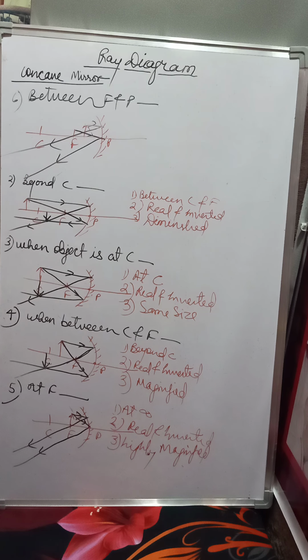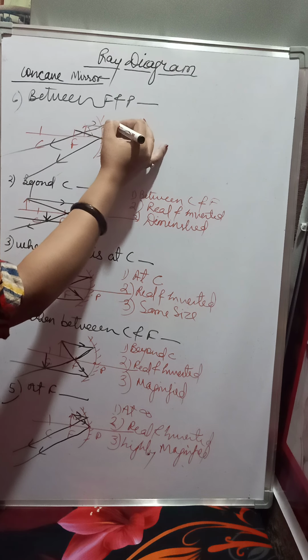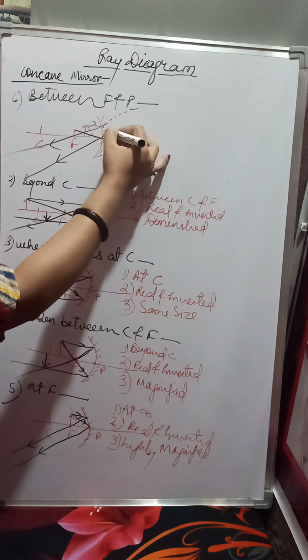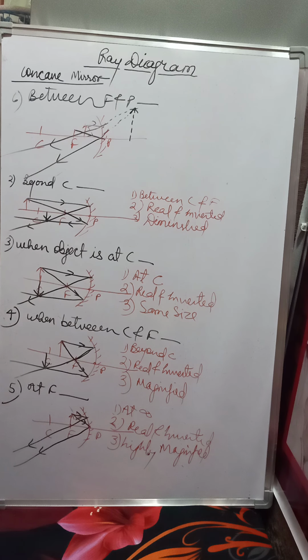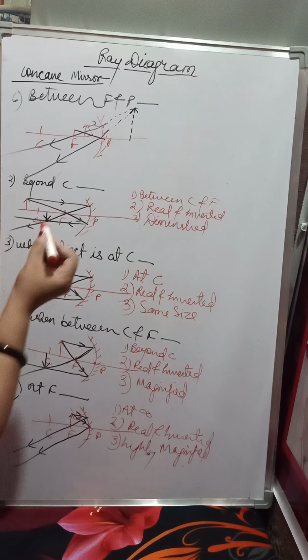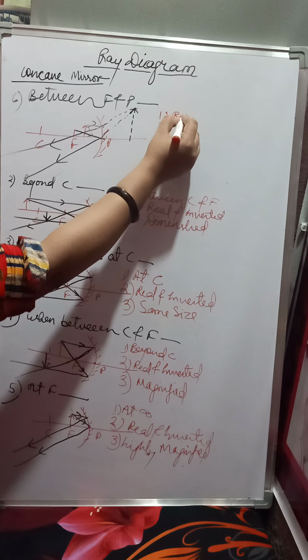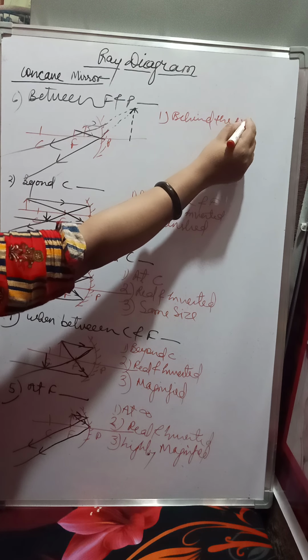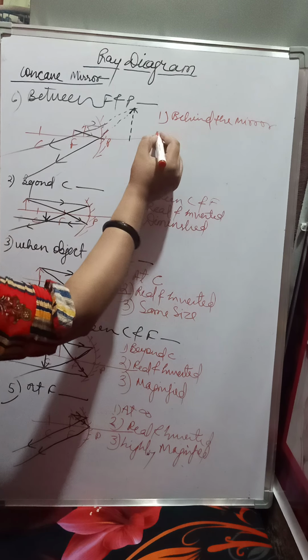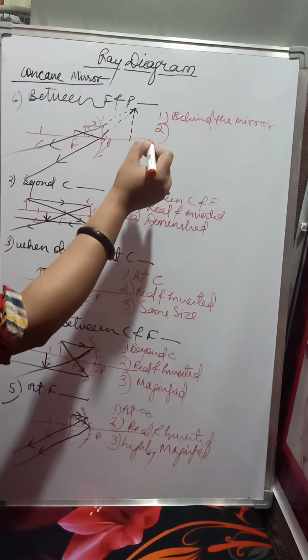So here we can see that these light rays are not actually intersecting. So when we construct it backward, then we will see that at one point they will appear to intersect. At this point the image is formed. This point is just behind the mirror. So image is formed behind the mirror. And it is formed by the virtual intersection.